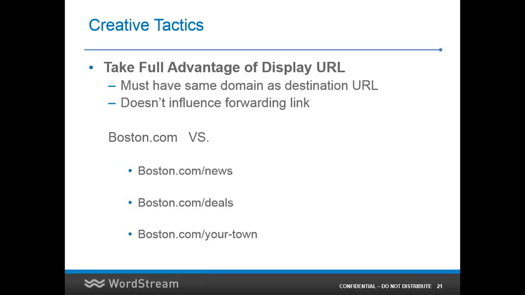I use the example here of our local Boston.com. If you saw Boston.com in an ad, it might turn people away because they thought they might just be directed to a home page, and it would convey that they would have to do a little extra work to find what they're looking for. Here we can see that if you include in the ad copy /news, /deals, or even more specific like neighborhood, your town, which is a section on their site, it would greatly improve the click-through rate.